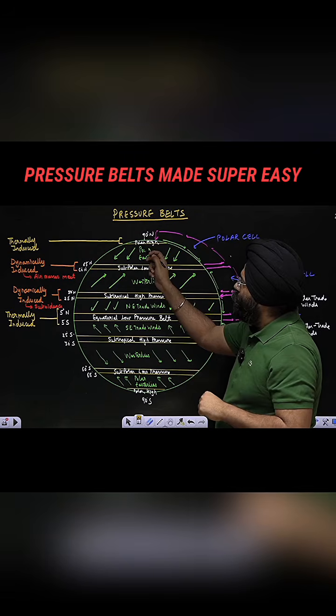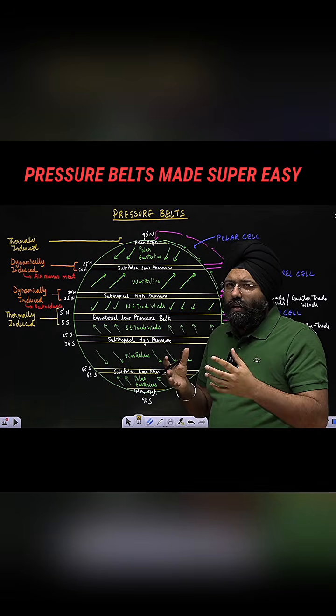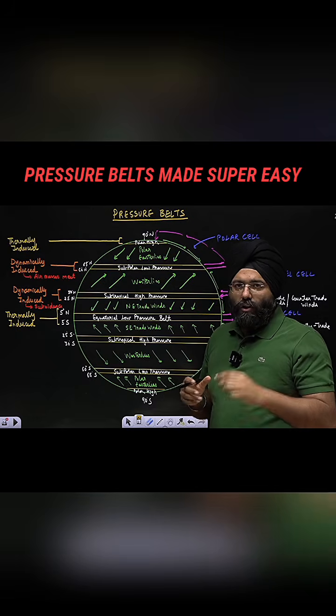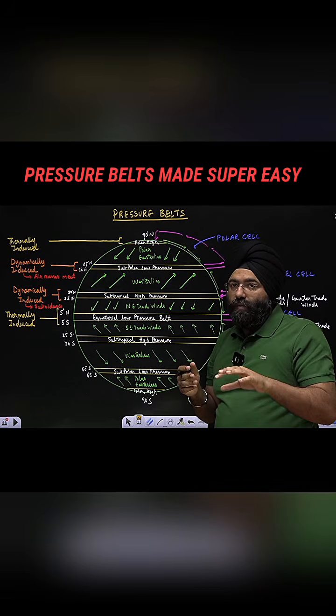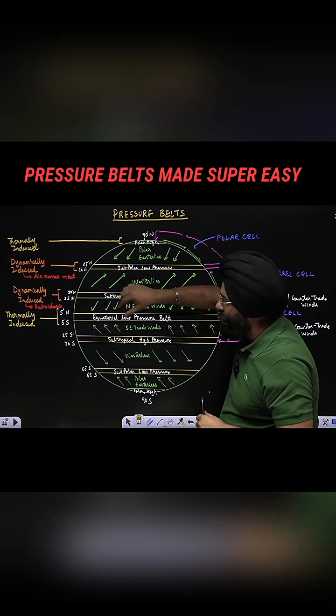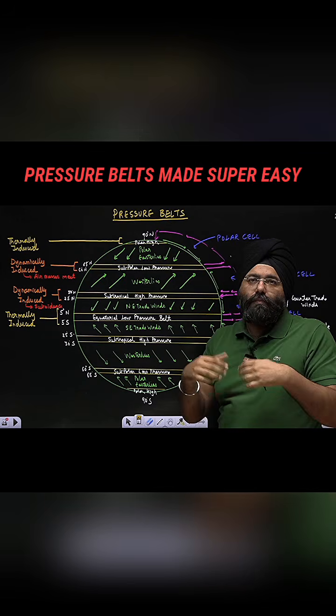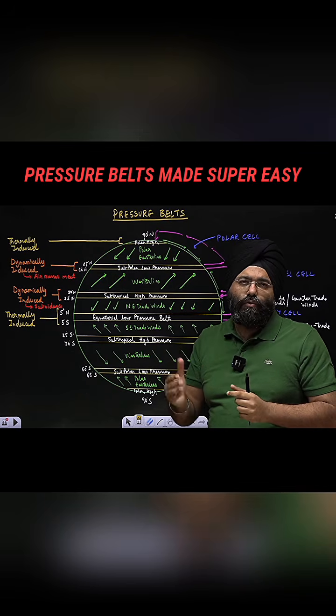Similarly, when you go to the polar high region, the climate over here is extraordinarily cold. So what happens? It leads to the sinking of the air over here that leads to the creation of high pressure. So the polar high and the equatorial low pressure are both of them thermally induced. That means it is directly related to the temperature.